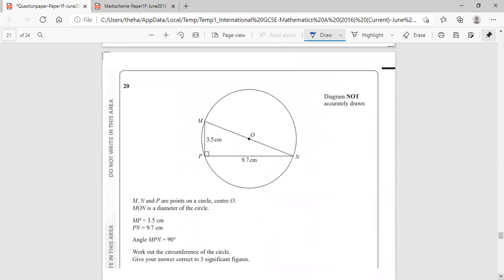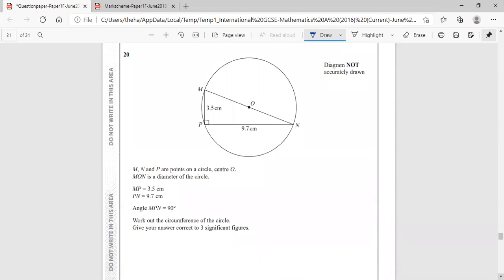Question 20. M, N, and P are points on the circle, center O. MON is a diameter of the circle. MP equals 3.5. PN equals 9.7.